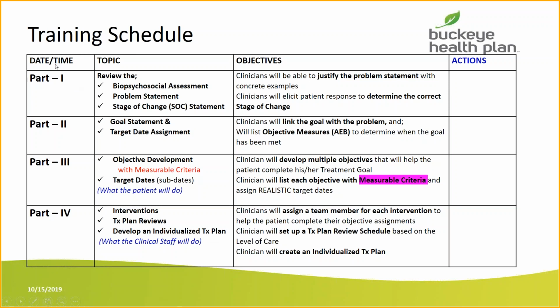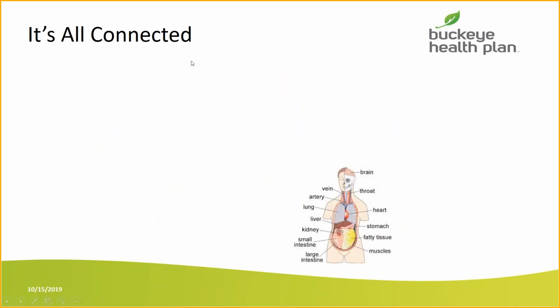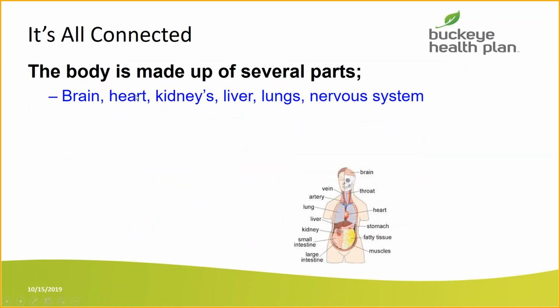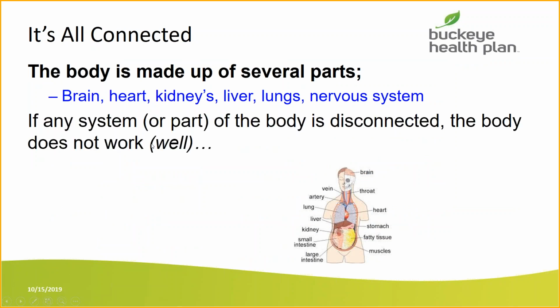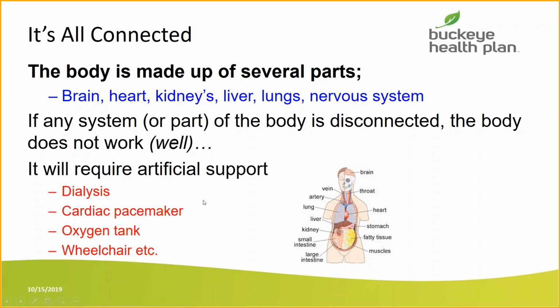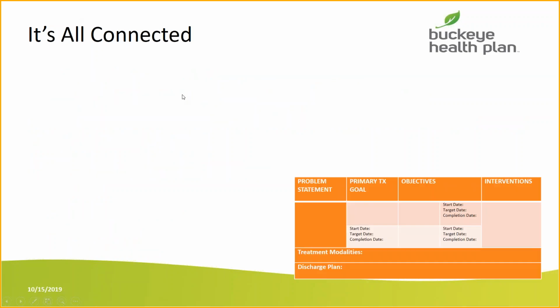All right. So it's all connected. When we're talking about the body, we know that the body is made up of several parts. And if any part or system in the body is disconnected, the body does not work well. And so it requires some artificial support. And in the terms of the body, that might be dialysis, cardiac pacemaker, oxygen tank or wheelchair, whatever, some sort of ancillary support.